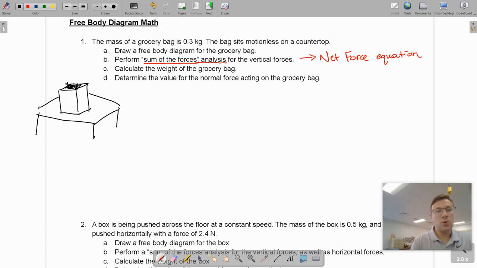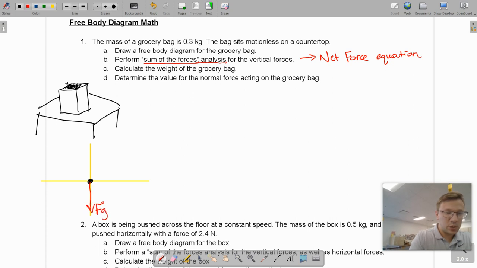Now, if we were to draw a free body diagram for this, I would draw my X and Y axis here. We've got the weight of the grocery bag pointed down and the normal force, which is pointed up, and these must be balanced because the bag is sitting still. And this is really all we need. We have no horizontal forces here.